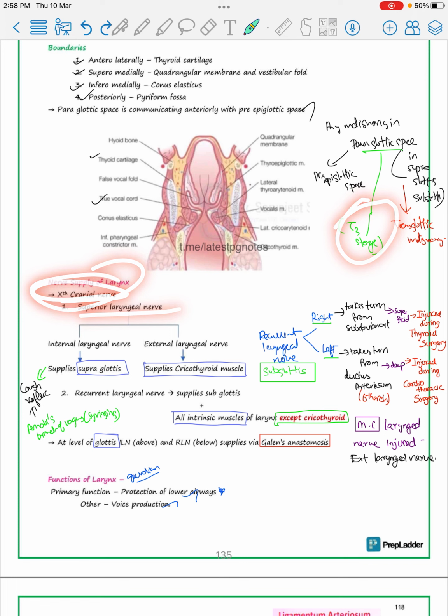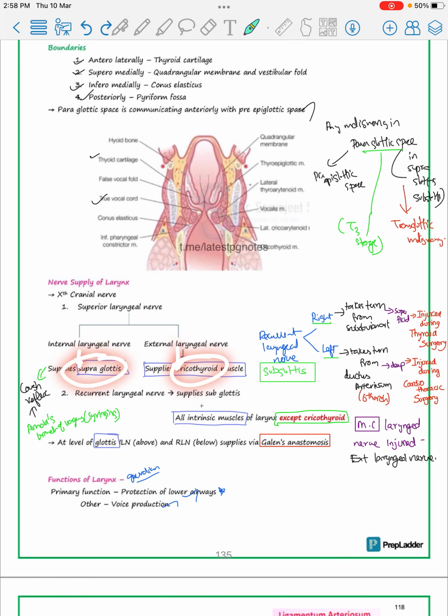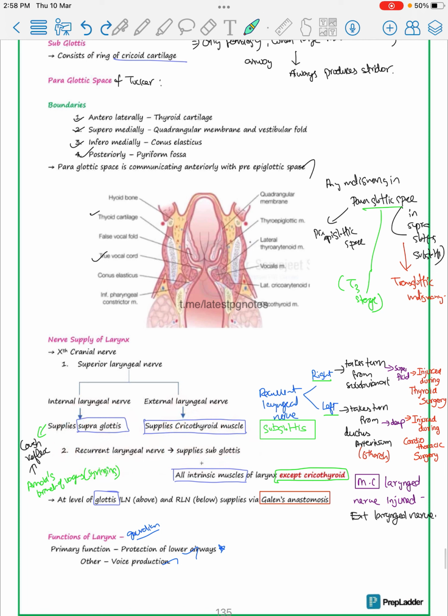Then, nerve supply: normally it is the vagus nerve. The superior laryngeal nerve gives two branches, the external laryngeal nerve and the internal laryngeal nerve. The external laryngeal nerve supplies the cricothyroid, the internal laryngeal nerve supplies the supraglottis, the recurrent laryngeal nerve supplies all the intrinsic muscles. The nerve supply I said above is wrong, please don't mistake it. This is the correct one: the superior laryngeal nerve and the recurrent laryngeal nerve are the two nerve supplies.